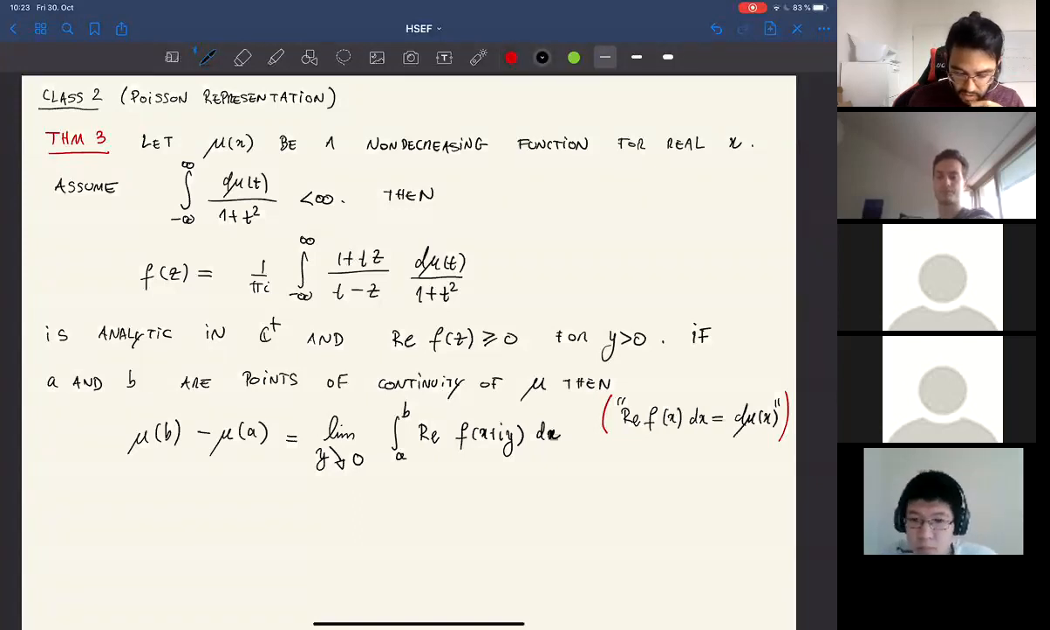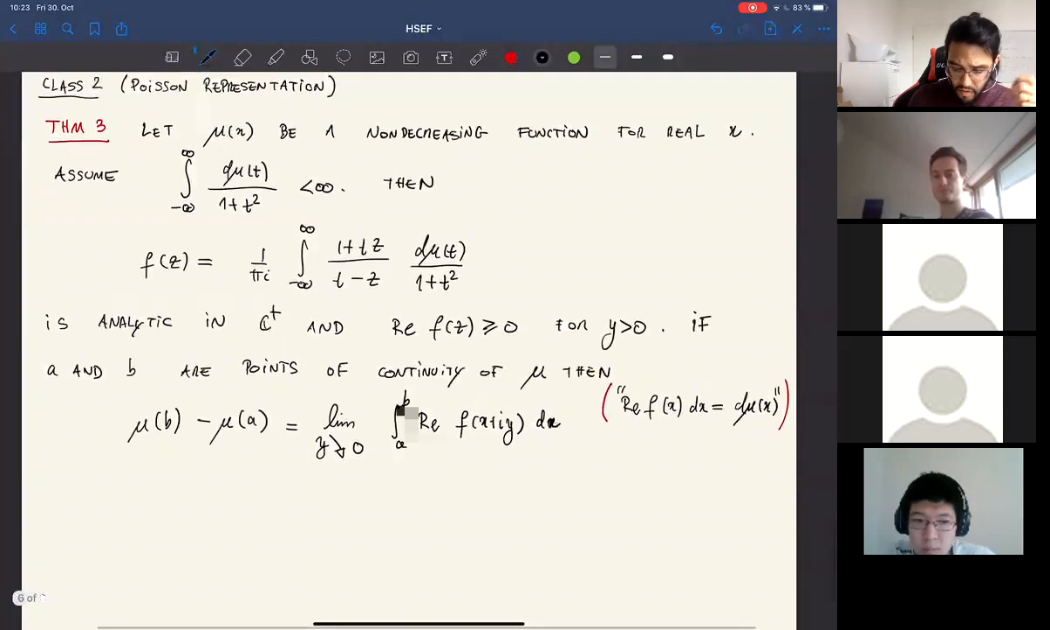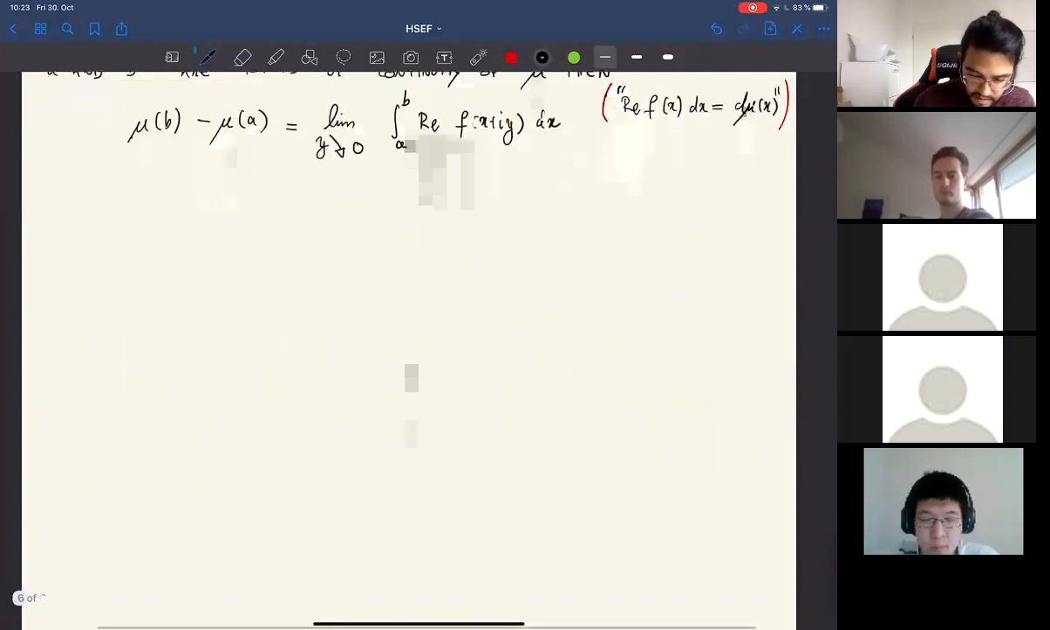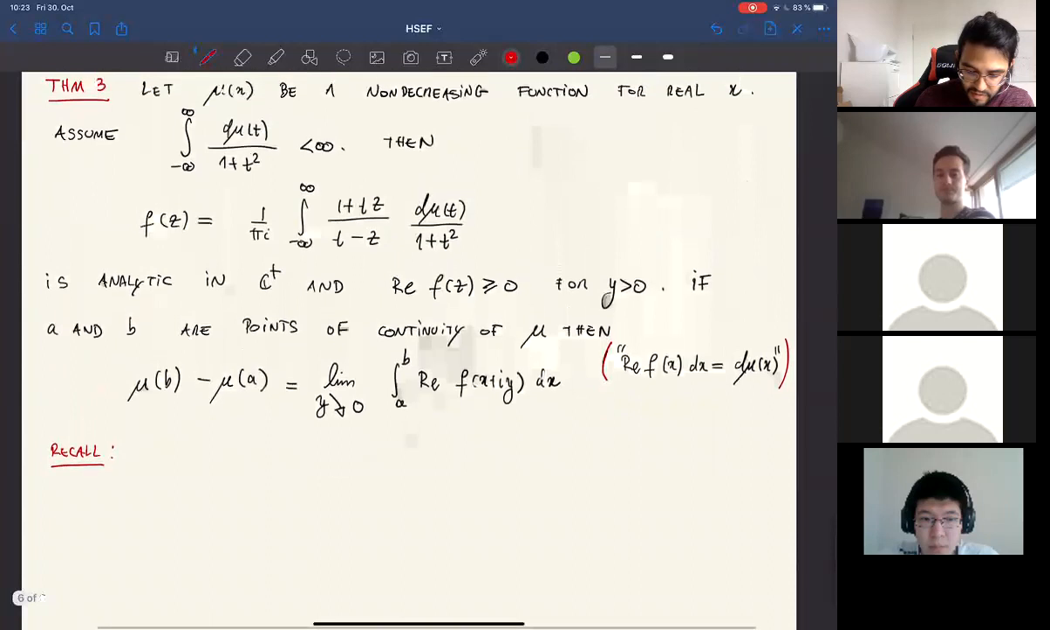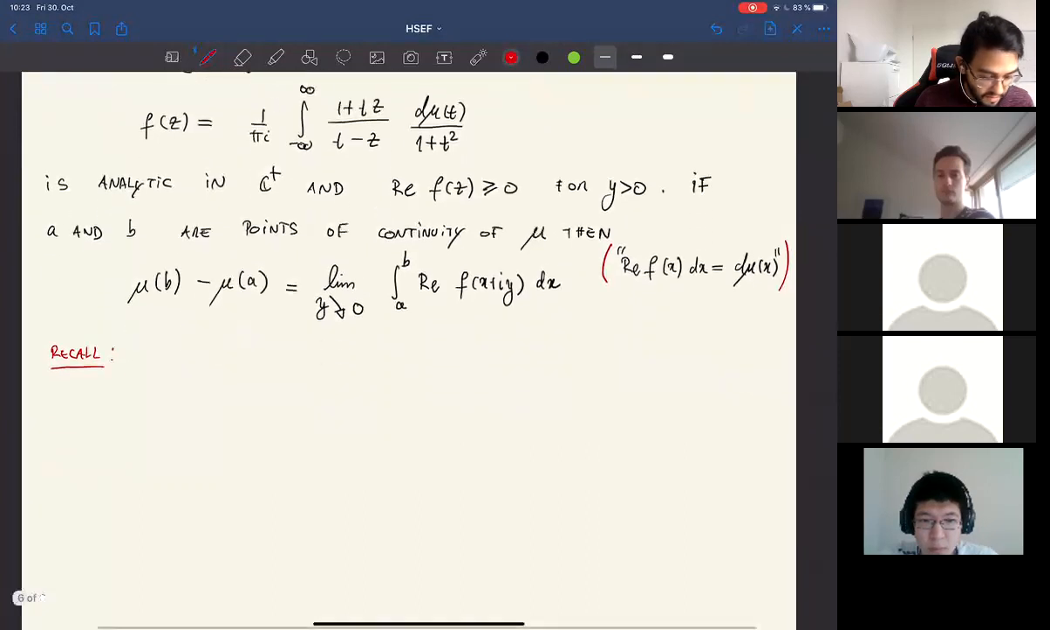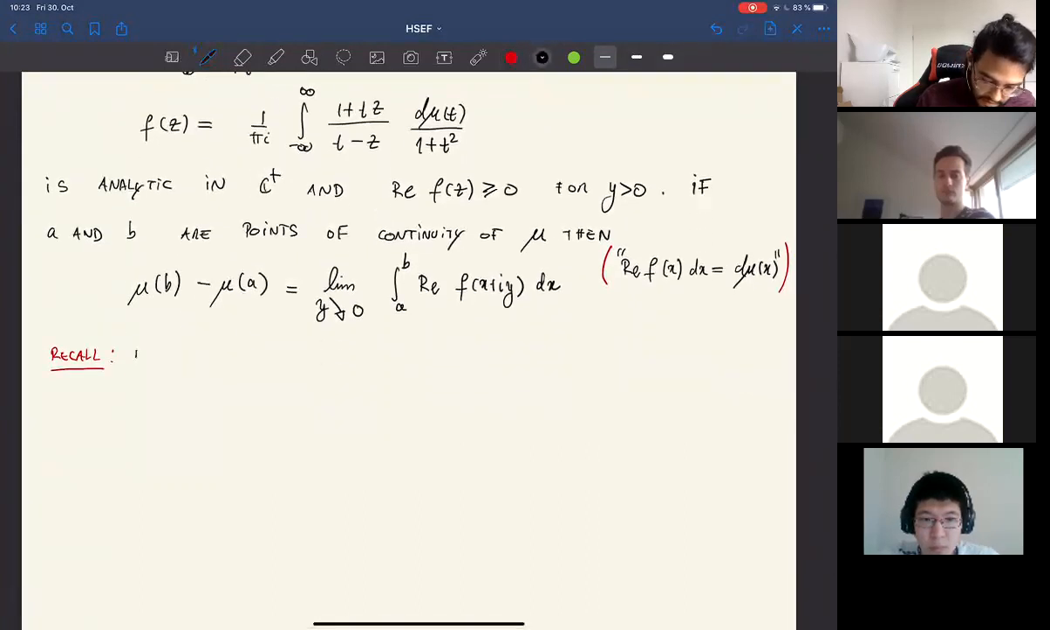Okay, so this is the theorem. A couple of words before we start the proof. Let me just recall some stuff here. First of all, what is this thing here? What is the mu of t? What I'm using here is what's called the Riemann-Stieltjes integral. There is a Lebesgue-Stieltjes integral as well, but we won't need that.